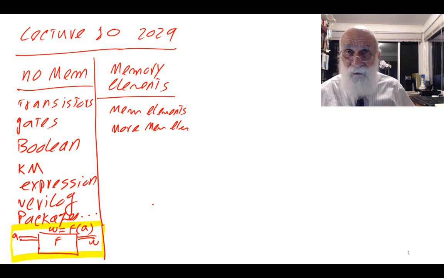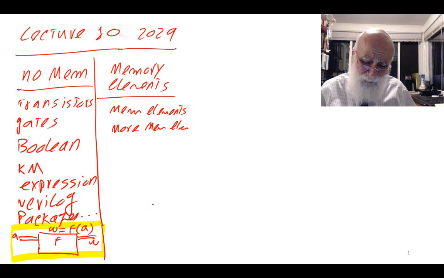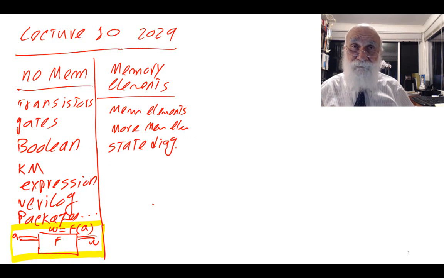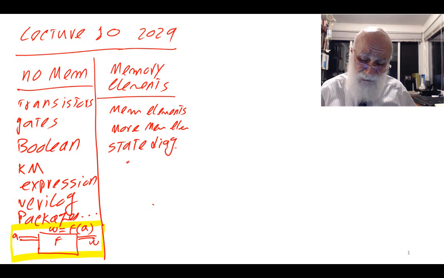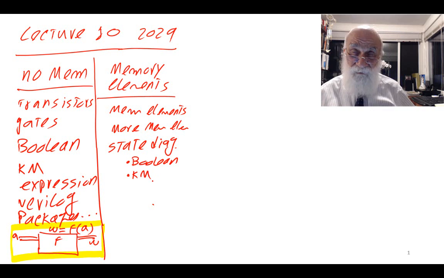Then we will go back to things like Karnaugh maps to design them, but then we show some procedures like state diagrams and things for describing them. But when we use these state diagrams, we will still go back to Boolean, and we will still go back to the Karnaugh maps for complete design of the memory elements and the gates and a complete circuit.